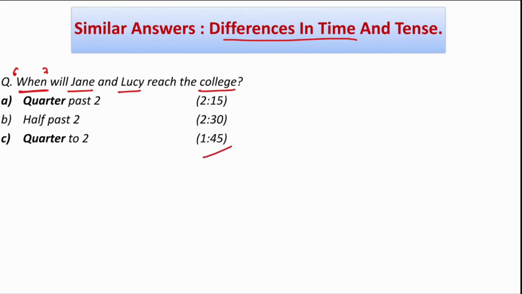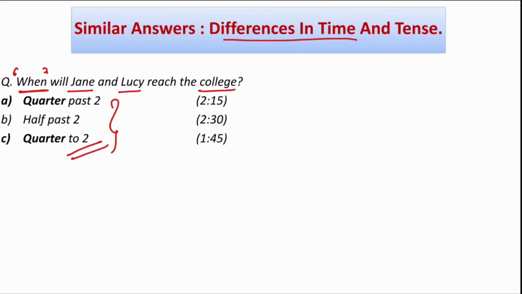Now if the students are getting this sort of time in the options, say 2:15, 2:30 and 1:45, then it becomes easy for them to plot the answer. But if instead of this time, it is given like this or said like this, like quarter past 2, half past 2 and quarter to 2, it creates confusion in the minds of the people about what the answer can be.